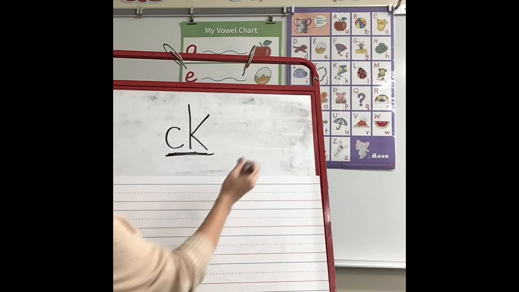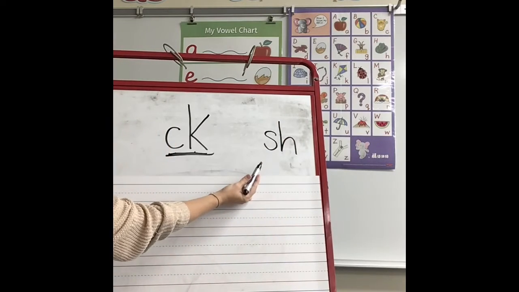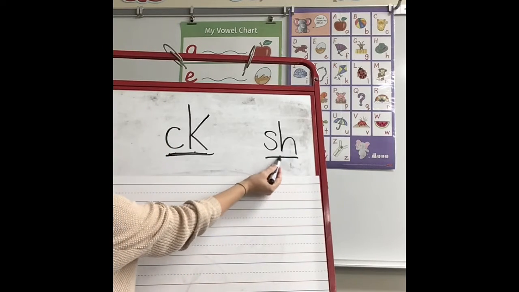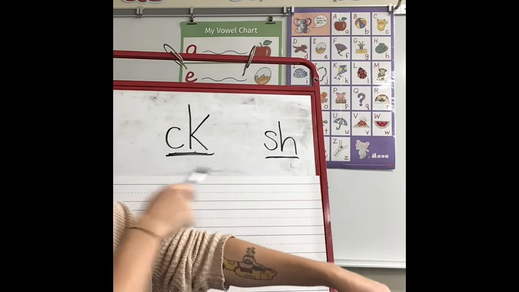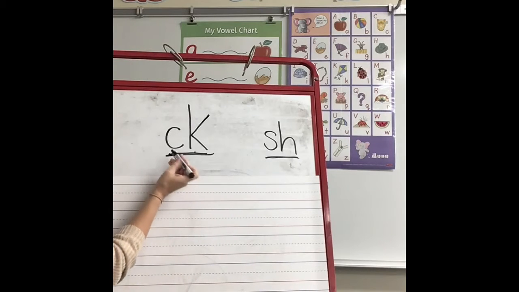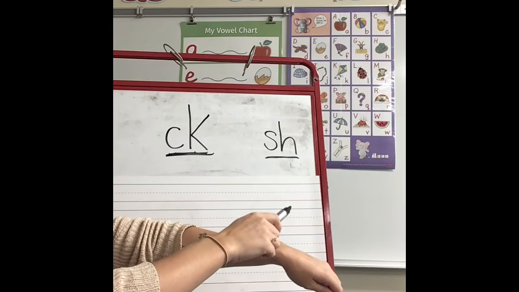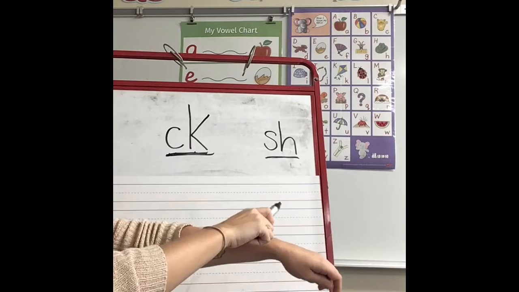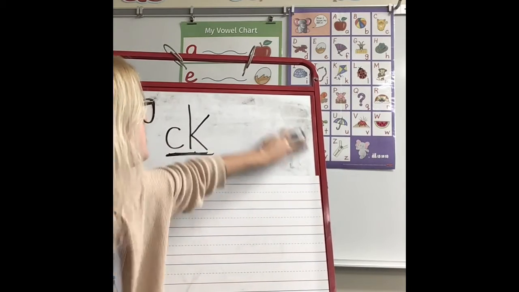Kind of like how when we see SH together, they are such a great team that makes the sh sound. SH says sh, like at the beginning of shut or ship. CK says k, like at the end of back, rack, and lack. We hear CK that says k at the end of tons of words.